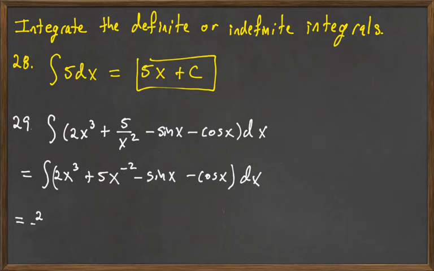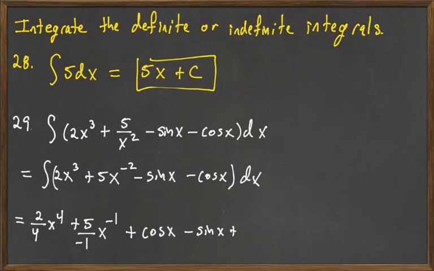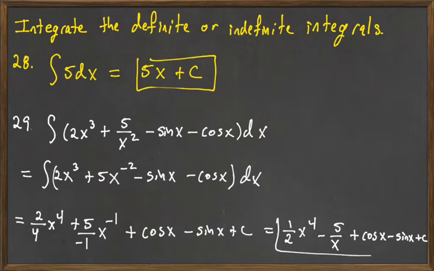Okay, so the first term we're going to apply the power rule. So we're going to add 1 to the exponent. So it'll be x to the 4th and then divide by the 4. Okay, add 1 to the exponent. So that'll be to the negative 1 power and divide by negative 1. The integral of minus sine will be cosine, and the antiderivative of minus cosine will be minus sine. Don't forget your constant of integration, and we can rewrite that as 1/2 x to the 4th minus 5 over x plus cosine x minus sine x plus constant of integration.